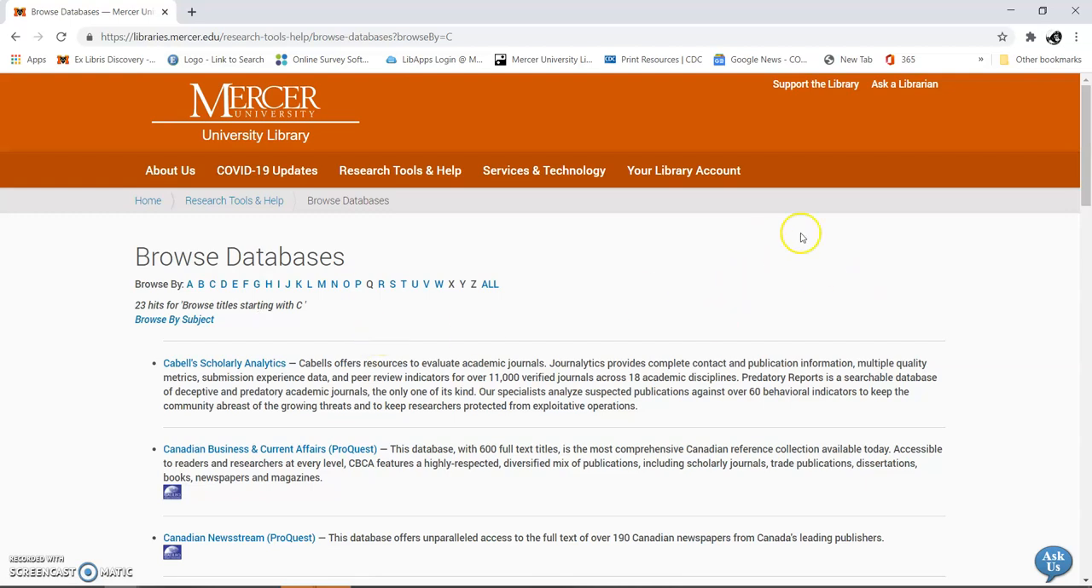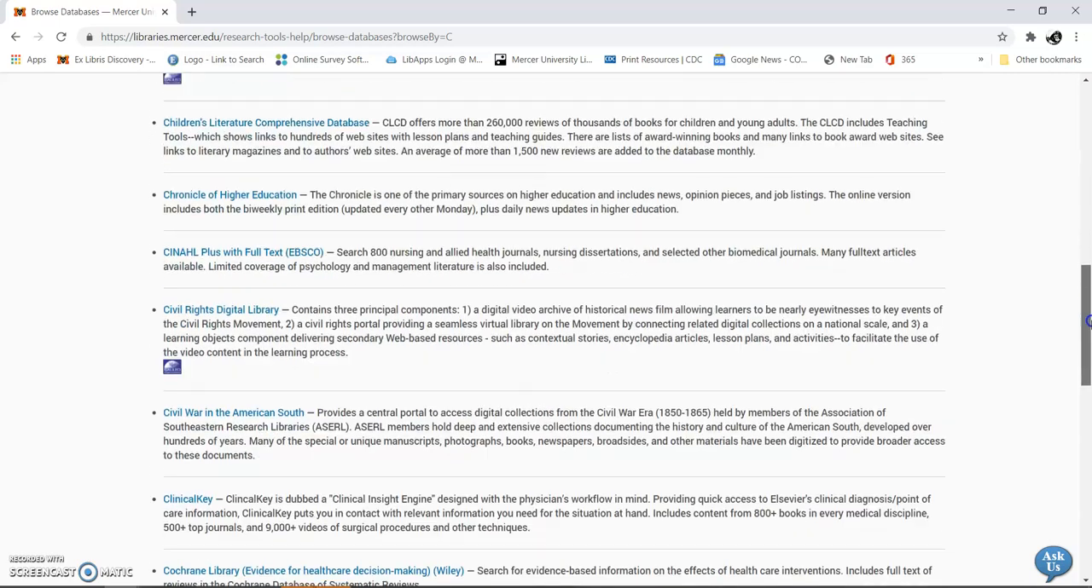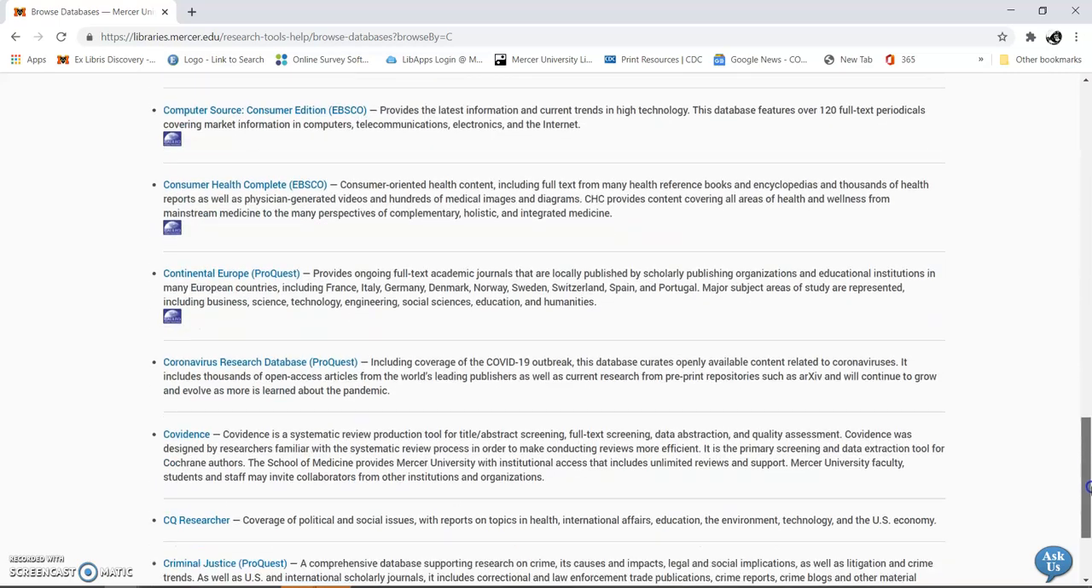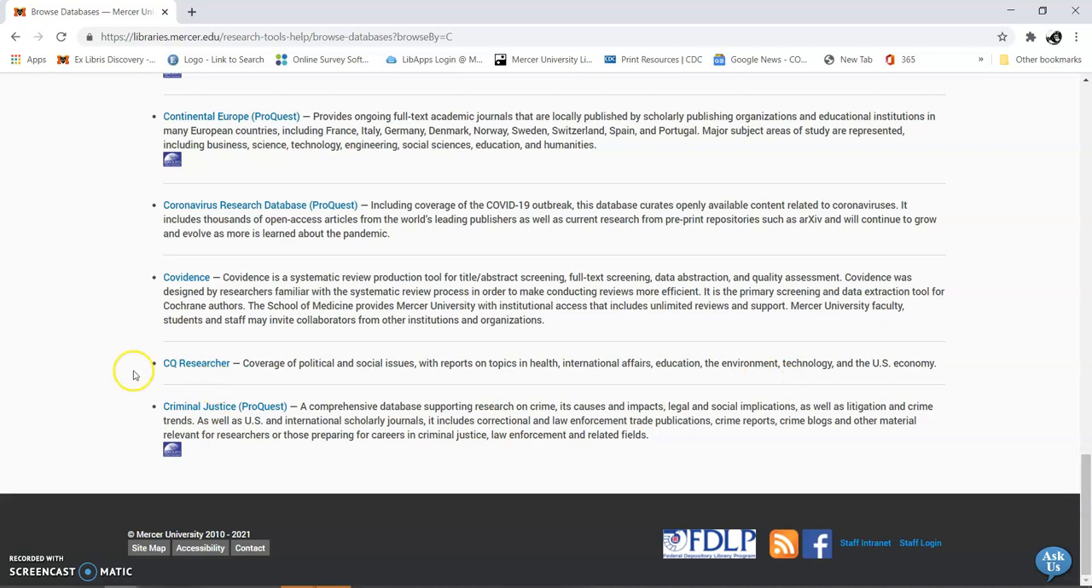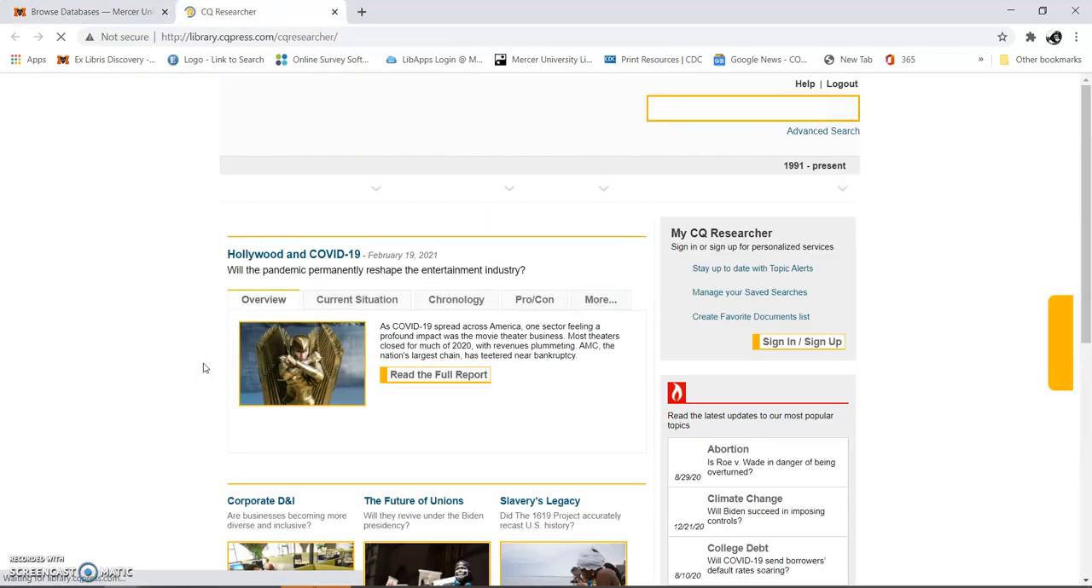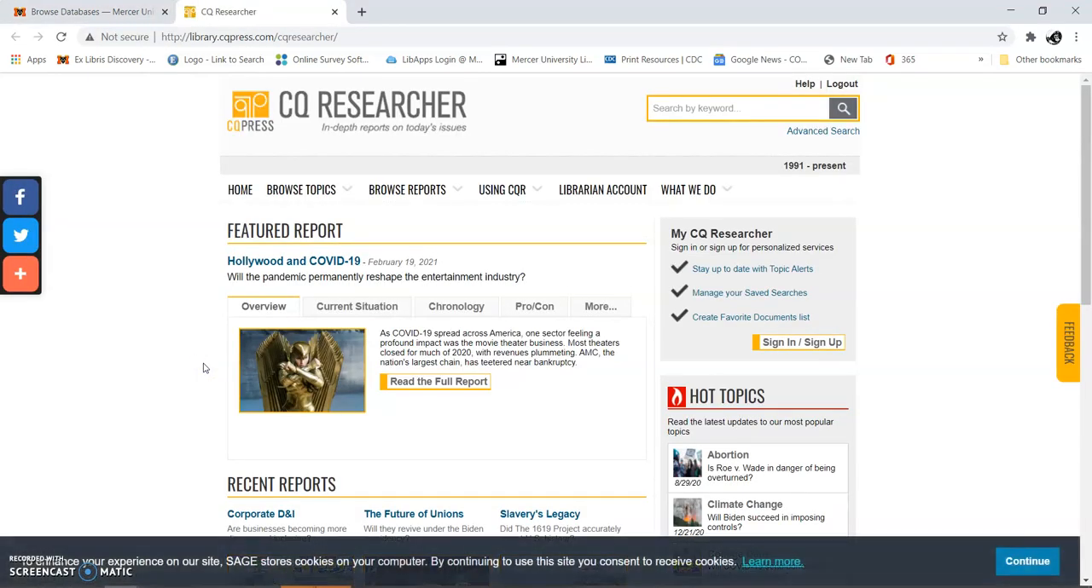Okay, this gives me all the databases that start with the letter C, put them in alphabetical order, or just towards the bottom. Here it is. This is a really great database to help you form ideas. It's not peer-reviewed, but it does have some good charts and graphs, and it gives you a chronology of a certain issue.